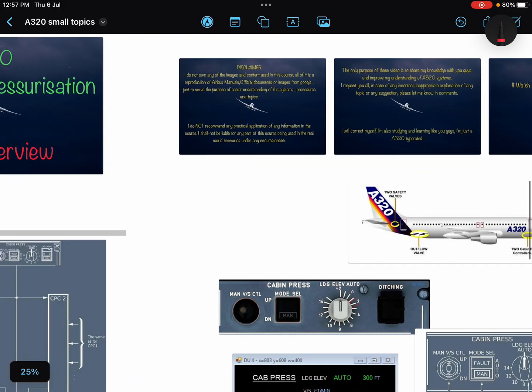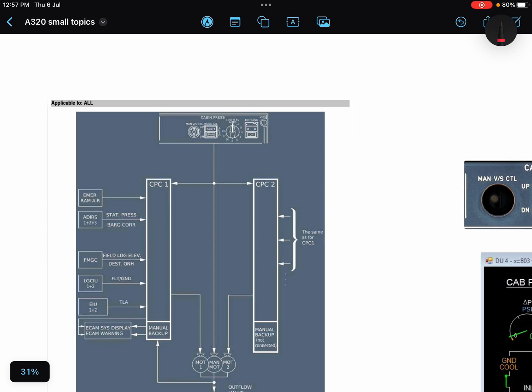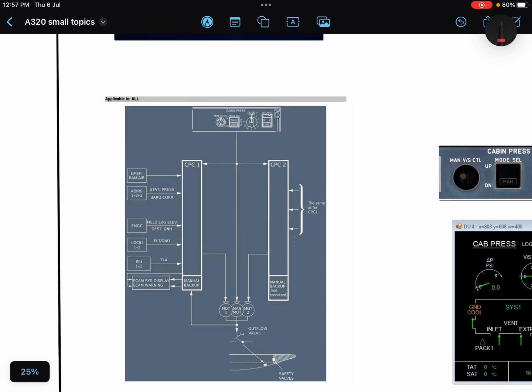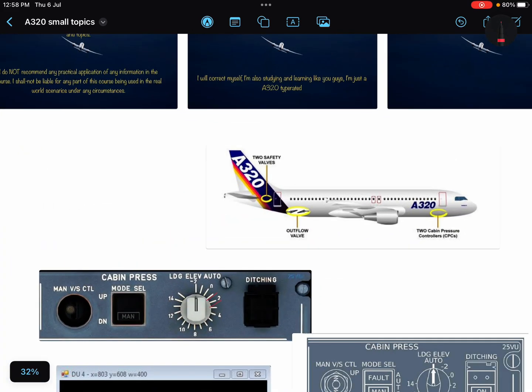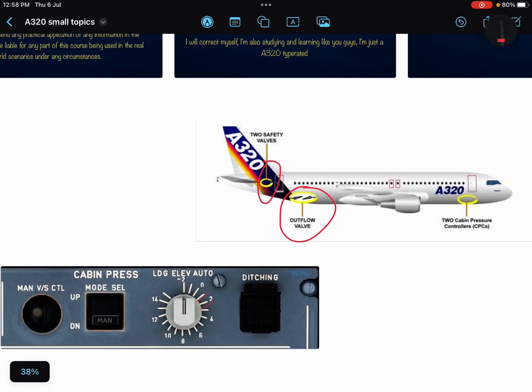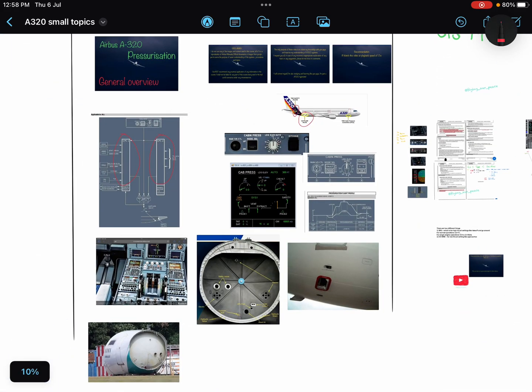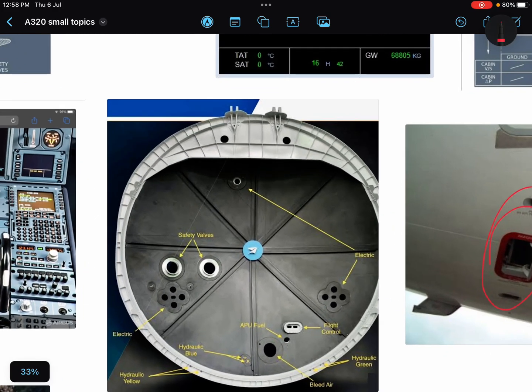So let's start with the pressurization system. It is made up of two identical independent automatic systems, system number 1 and system number 2, to control the cabin altitude. The overall system consists of two CPCs, one outflow valve and one safety valve. The outflow valve is placed on the right side of the rear fuselage and the safety valve is placed on the rear bulkhead. This is how the outflow valve looks, and this is how a safety valve looks.